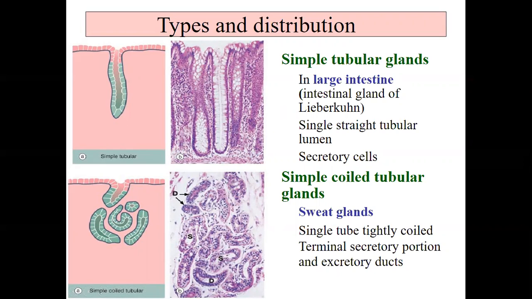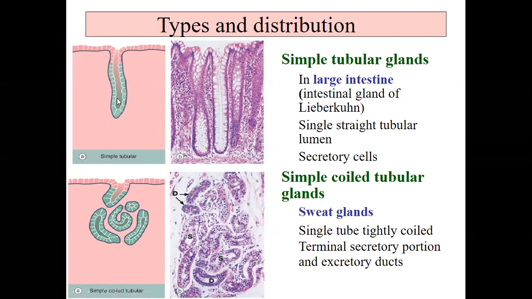The simple tubular gland can be found in the large intestine. You can see here, this is a simple tubular gland. This is the tubular portion, the secretory portion. They can be found in the large intestine. Intestinal gland, for example the intestinal gland of Lieberkühn. It is a single straight tubular lumen, so there is a presence of secretory cells here.